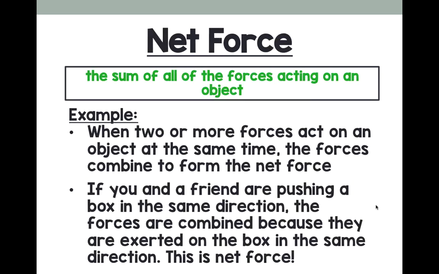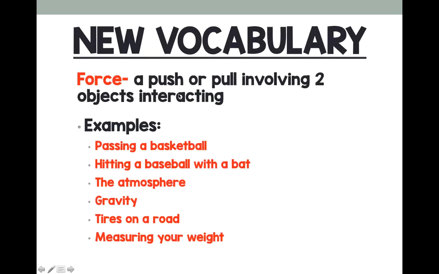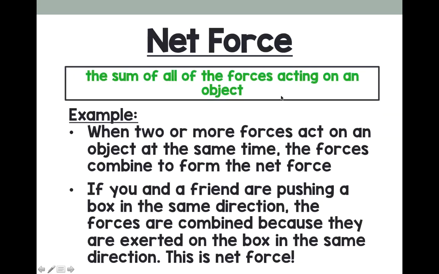And then the last type of force we're going to talk about is net force. So we talked about force. I'm going to go back here for a second. We talked about force is a push or pull involving two objects interacting. So that's exactly what net force is, except net force is the sum of all the forces acting on an object in a specific scenario. So it's all the forces happening at one time. And so net just means the sum or all of them together.